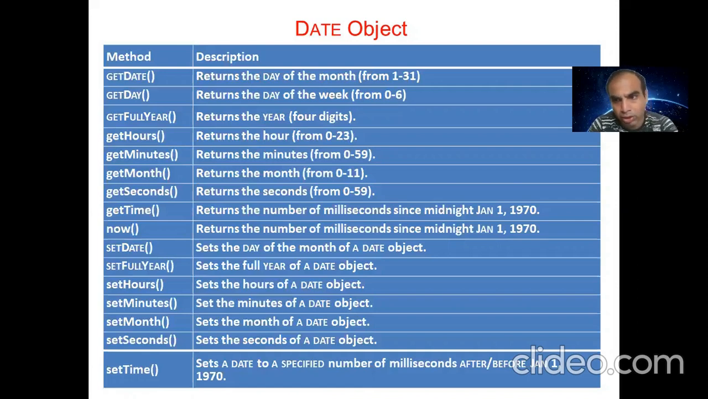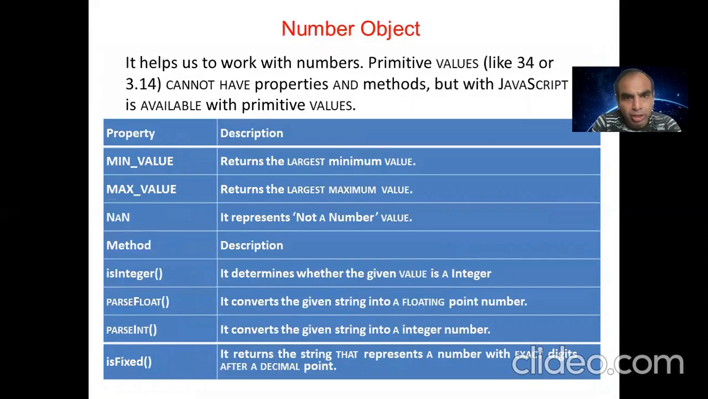That is the first date, whatever is stored in your date and time setting. From that date, it gives the millisecond number. Now, the now function returns the number of milliseconds since midnight Jan 1, 1970. With setDate, we can set the day of the month of a date object. setFullYear sets the full year, setHours sets the hours, setMinutes sets the minutes, and setMonth sets the month, so we can set the value also. Just like we receive the value from the system date and time, we can set values on the date object: date, full year, hours, minutes, month, seconds and time. So these are all the Date object methods shown.